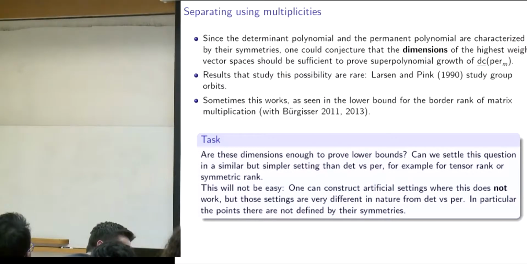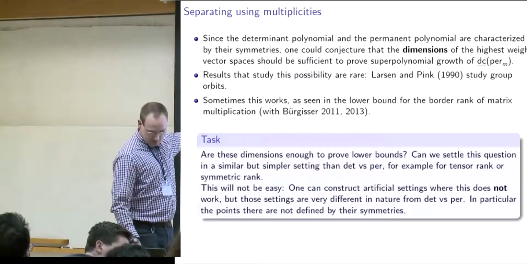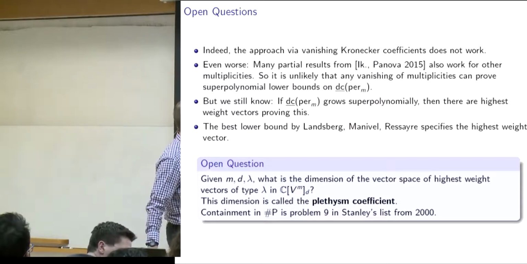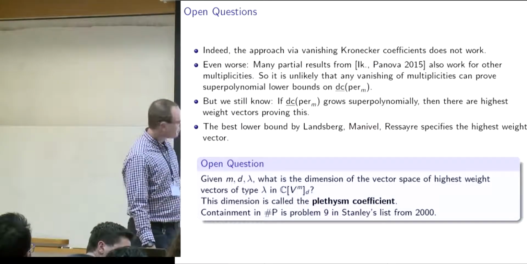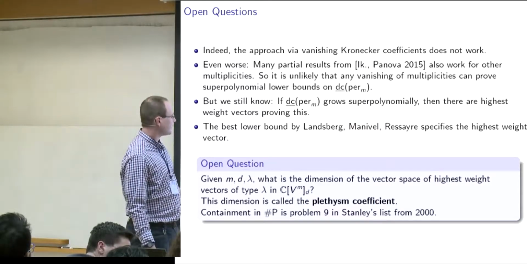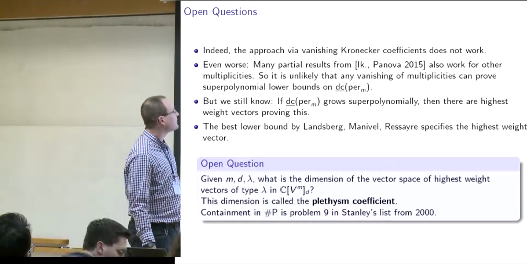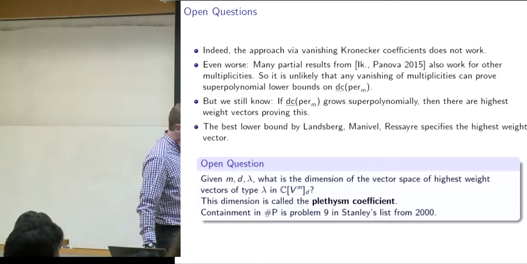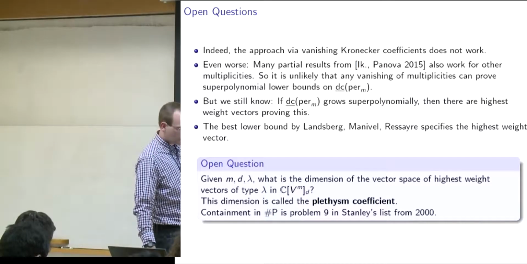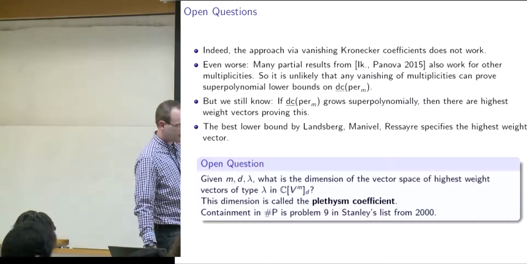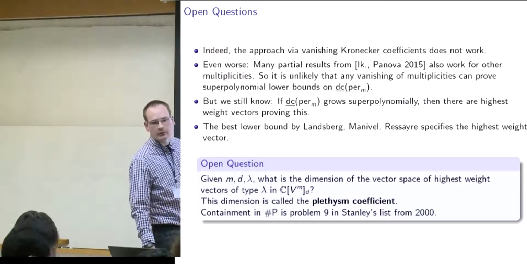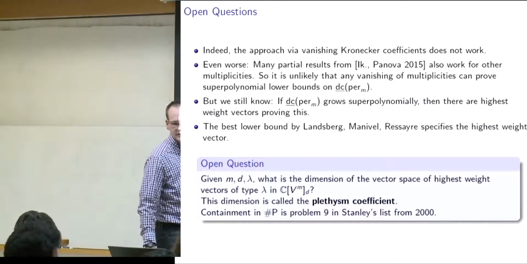Multiplicities are the dimensions of the highest weight vector spaces. So one of them was the plethysm coefficient, but now we want to look at other ones. We want to look at dimensions of highest weight vector spaces in vanishing ideals. You want to know the vector space of highest weight vectors that vanish on low complexity polynomials. That's, for example, one of its dimensions is a multiplicity.